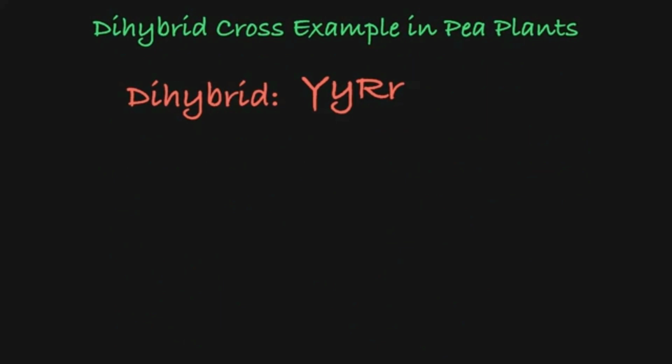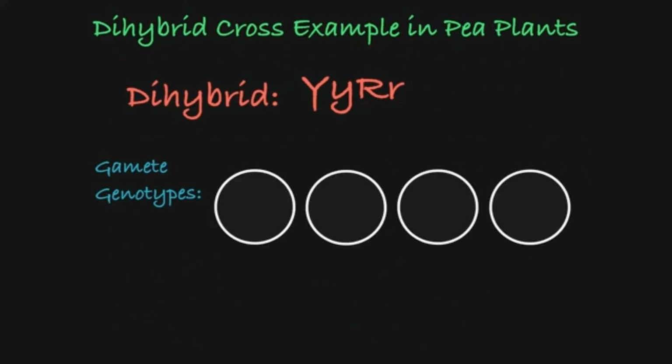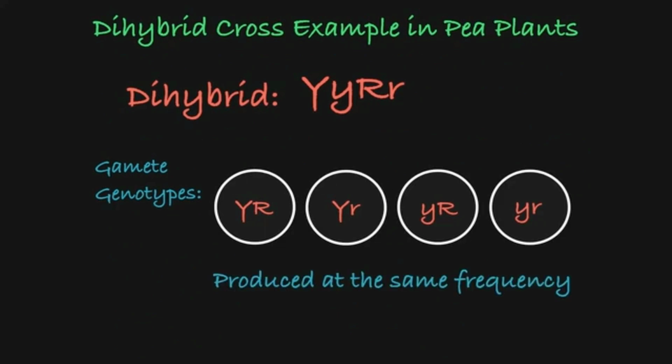Remember that each row and column of the Punnett square is headed by the different gametes produced by the parent. In this case, the parent genotype can yield 4 different gametes, one with 2 dominant alleles, one with 2 recessive alleles, one with the dominant pea color and the recessive pod shape alleles, and one with the recessive pea color and the dominant pod shape alleles. Given the law of independent assortment, we know that all of these gametes will appear at a roughly equal frequency.